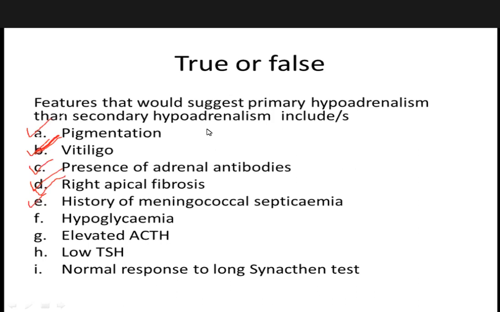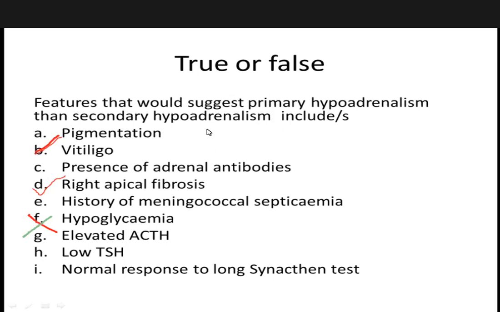Hypoglycemia. False. Hypoglycemia happens in both conditions, right? So hypoglycemia can happen in either primary or secondary adrenal failure. That could not suggest primary adrenal failure. Elevated ACTH. True. Low TSH. False. Normal response to long Synacthen test.